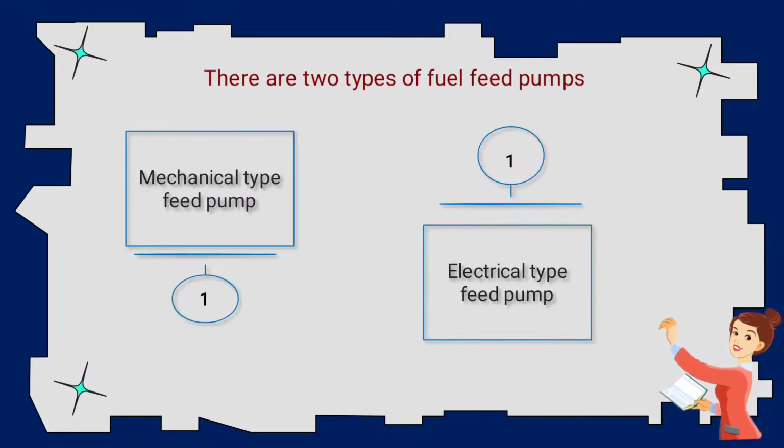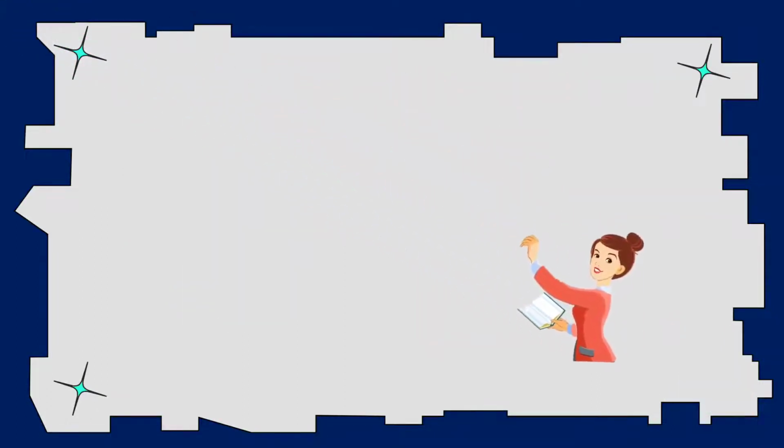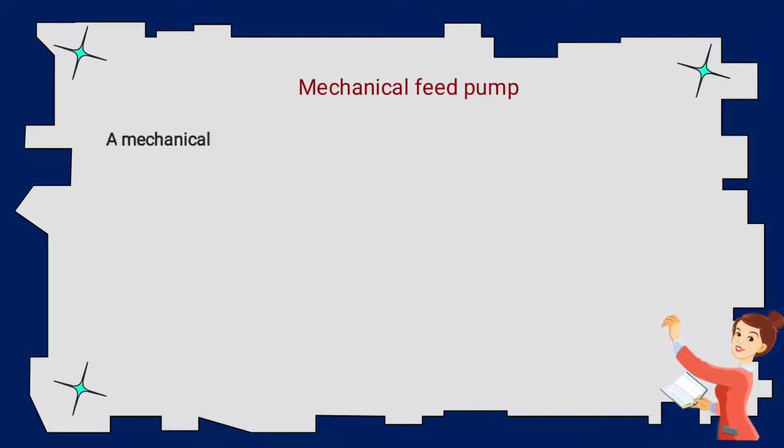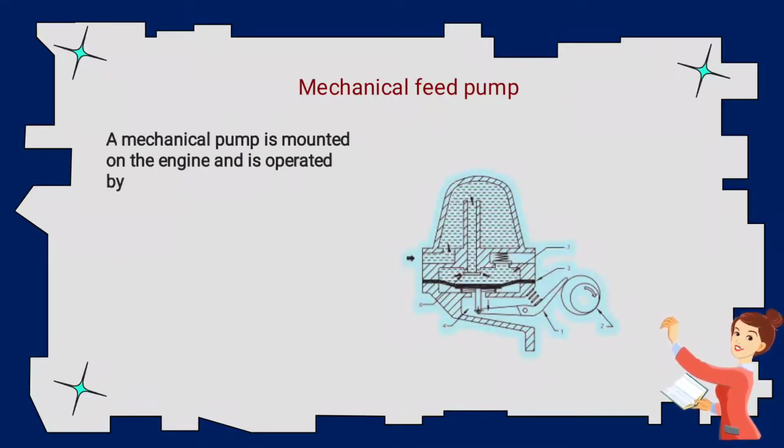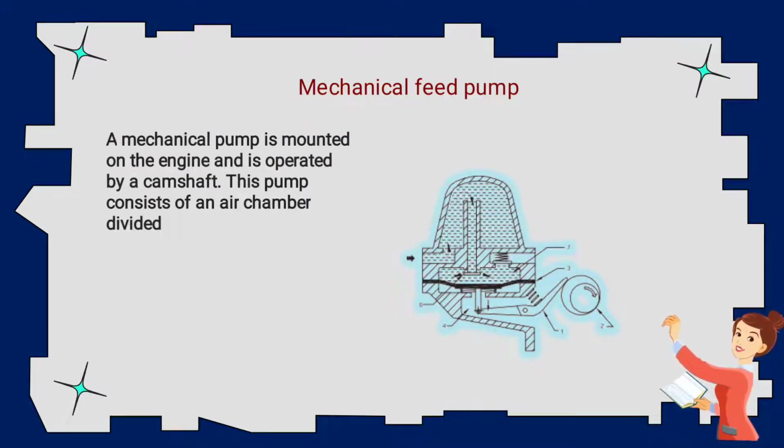There are two types of fuel feed pumps: mechanical type feed pump and electrical type feed pump. Mechanical feed pump. A mechanical pump is mounted on the engine and is operated by a camshaft. This pump consists of an air chamber divided in the center by a flexible diaphragm.